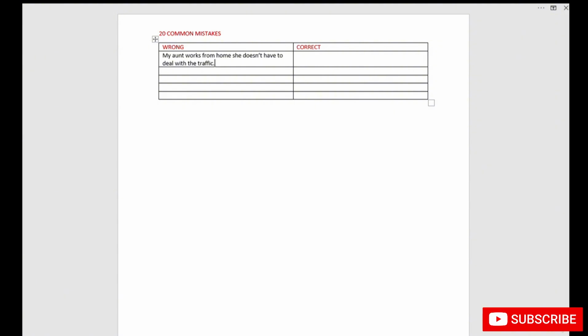Imagine that you are writing an advantages and disadvantages essay and your topic is working from home. So although your example is a nice one, the actual sentence would be wrong. The correct version would be, my aunt works from home, comma, and she doesn't have to deal with the traffic. Now let's look at the second example.